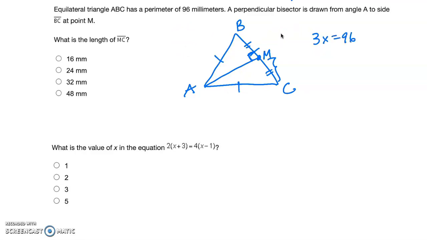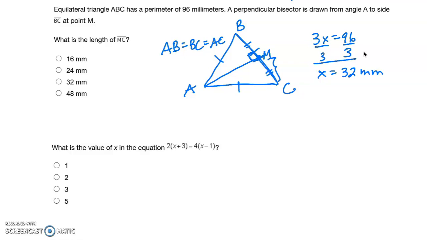If I give every side as x, like AB equals BC equals AC, so there's 3 of them. They're all the same side. So if I divide by 3, I'm going to get the length of one side. So x is equal to 32 millimeters. Well, that's the length of the whole side.